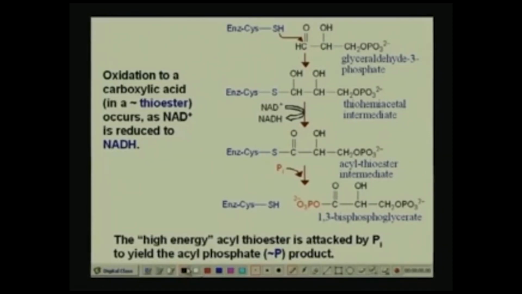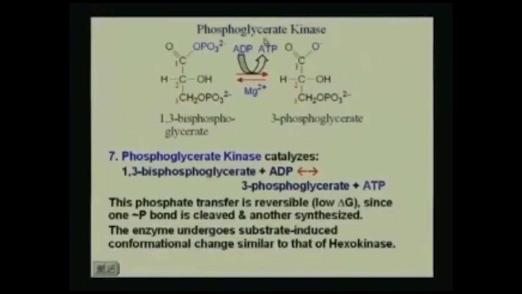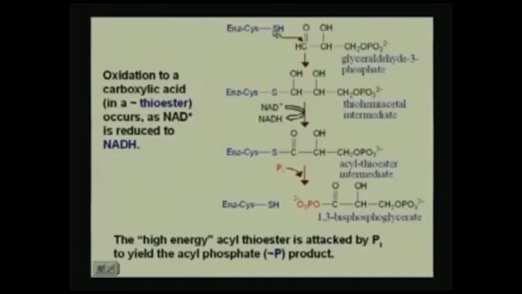Okay, so here is our enzyme with the cysteine group attached to it. It's not working. Anyway, what we have here, you can see the enzyme has the SH group attached to this.